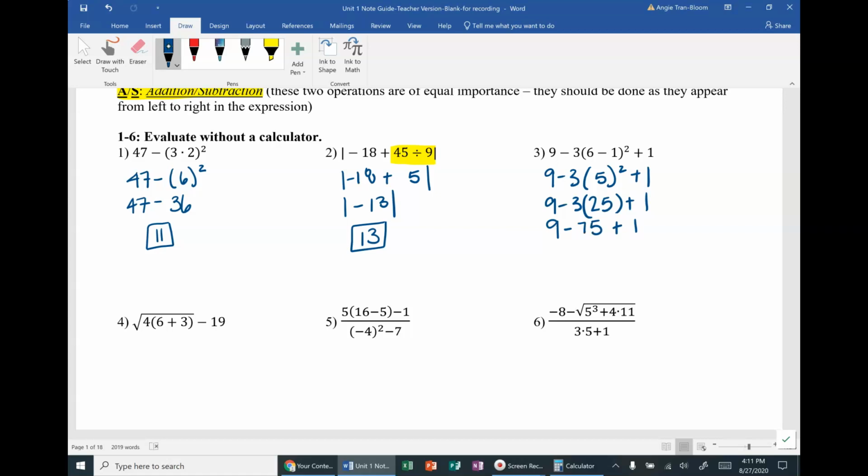As you can see, we only have subtraction and addition left. We will execute this from left to right. So 9 take away 75 is going to be a negative 66. Drop your 1 down. And lastly, negative 66 plus 1 is negative 65. Box that up.